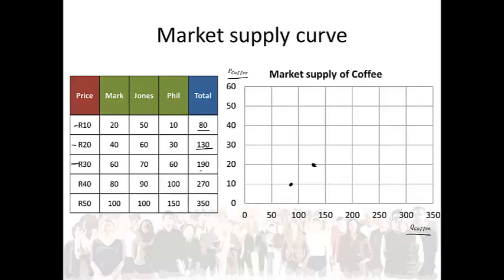At a market price of 30 Rand, the market supply is 190. So it's just about there. At a price of 40 Rand, the market supply is 270. Lastly, at the market price of 50 Rand, the market supply is 350. Now we can connect these dots to get this market supply curve of coffee.